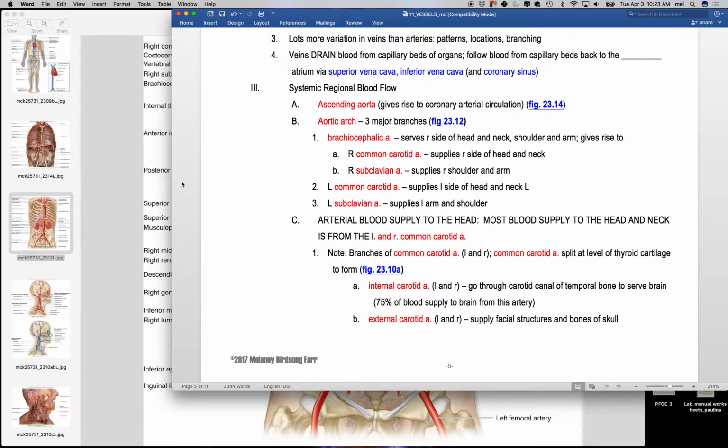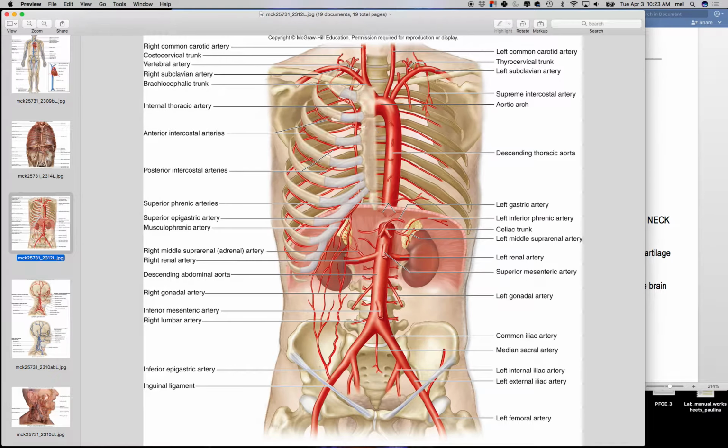Instead of the ascending aorta, which already delivered blood to the heart, now we are going to do the aortic arch. Okay. The aortic arch most of the time has 3 branches off of it. There is variation. For instance, we've got one cadaver on Redwood campus that has 4 branches off of the aortic arch, but most of us have 3.